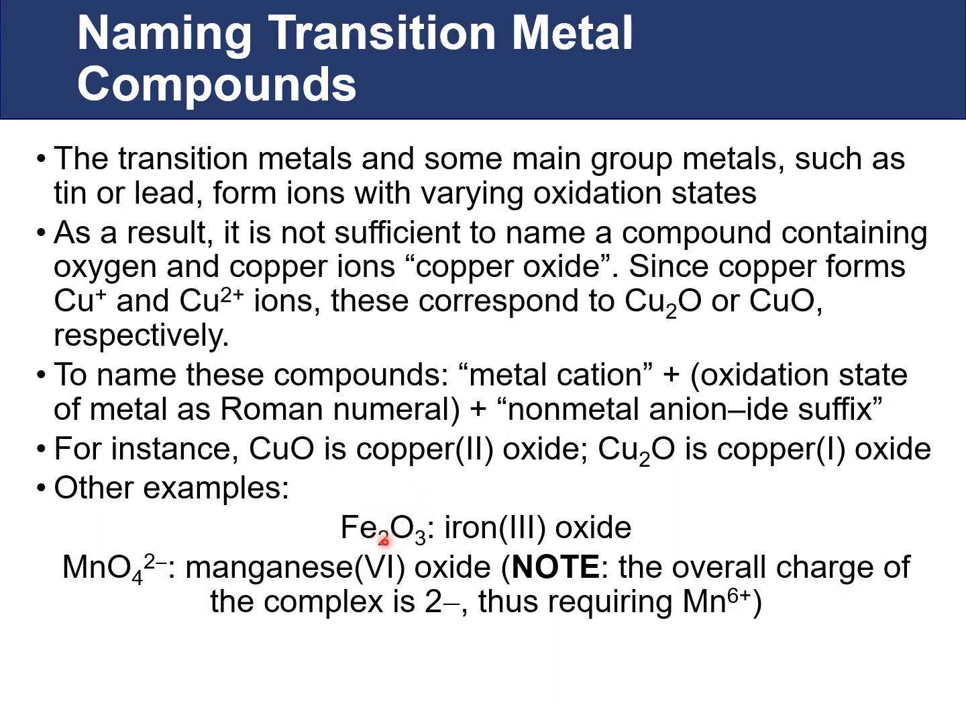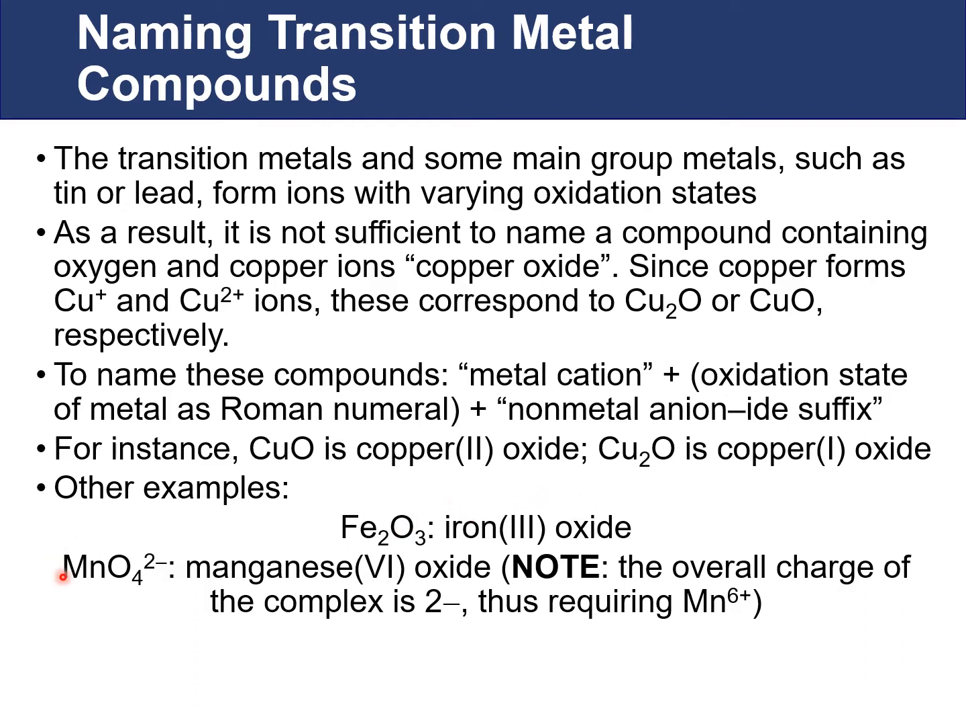If we have 2 irons, the way that we will balance out that -6 that comes from the oxides is by each one of these irons being a +3. +3 times 2 is +6, that will cancel out our charge. So that's how we get iron 3 oxide.